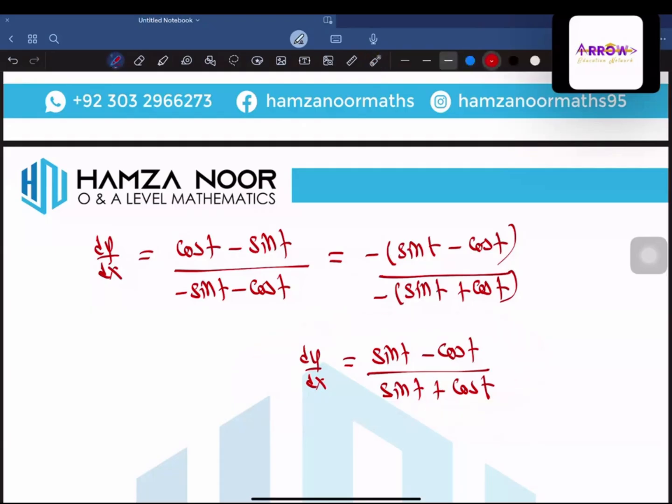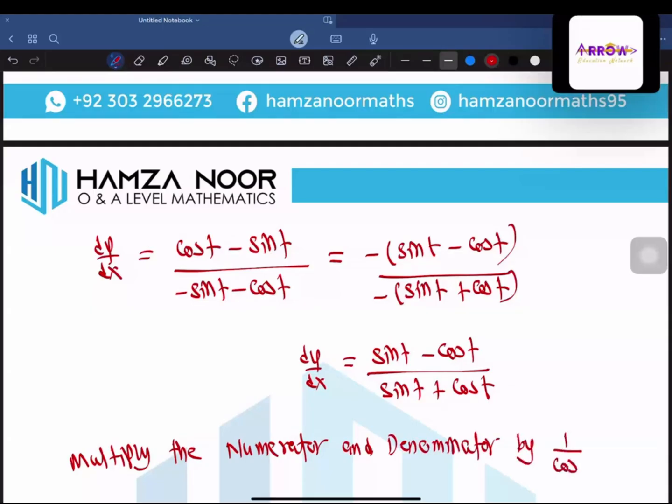For that purpose, we need to perform a step: multiply the numerator and denominator by 1 upon cos t. Now the question arises in your mind: sir, how do we know to perform this step? What you need to understand is that you need to express the dy over dx function in a particular, specific form, and that is basically tan of t minus pi over 4.